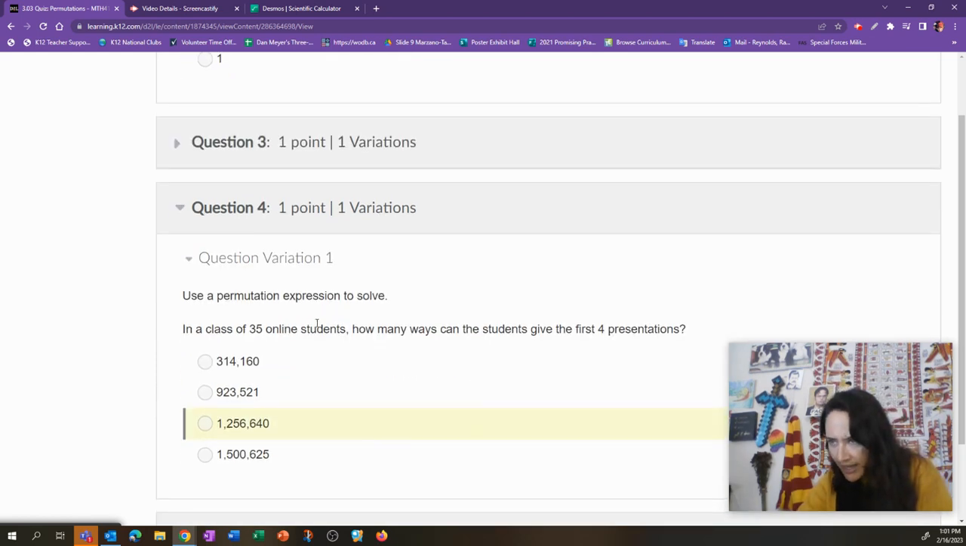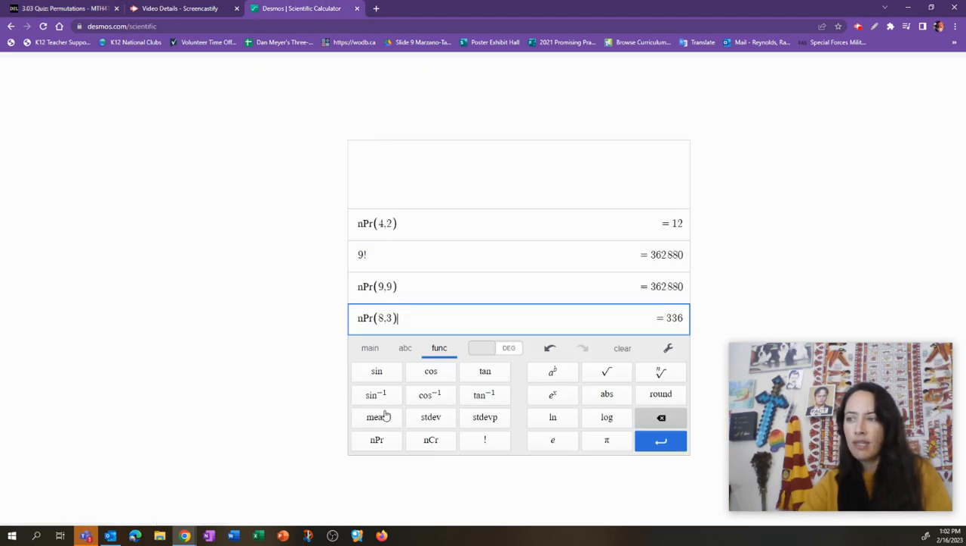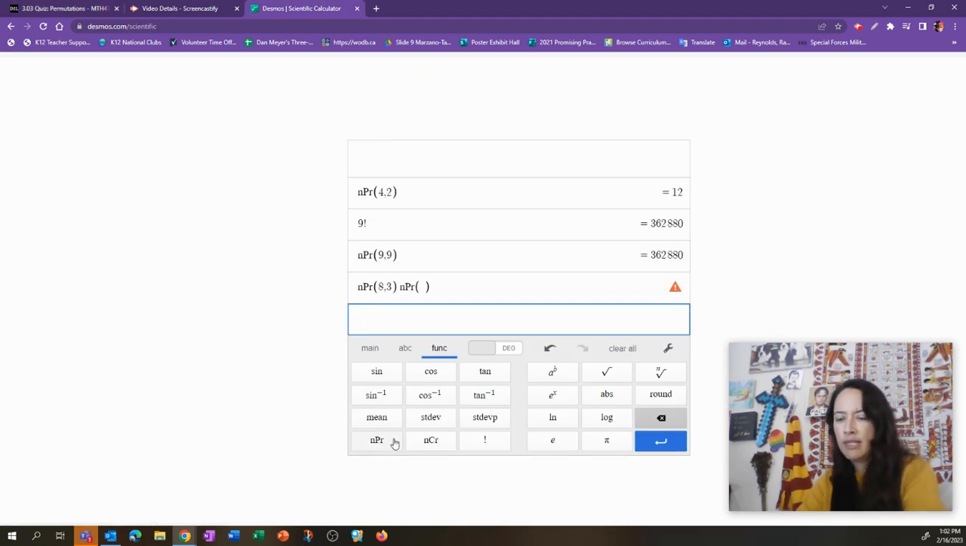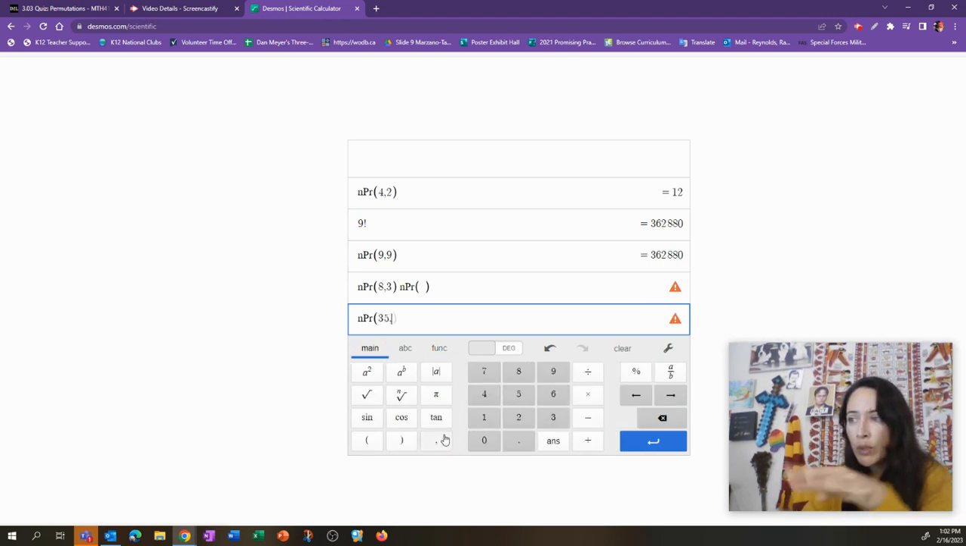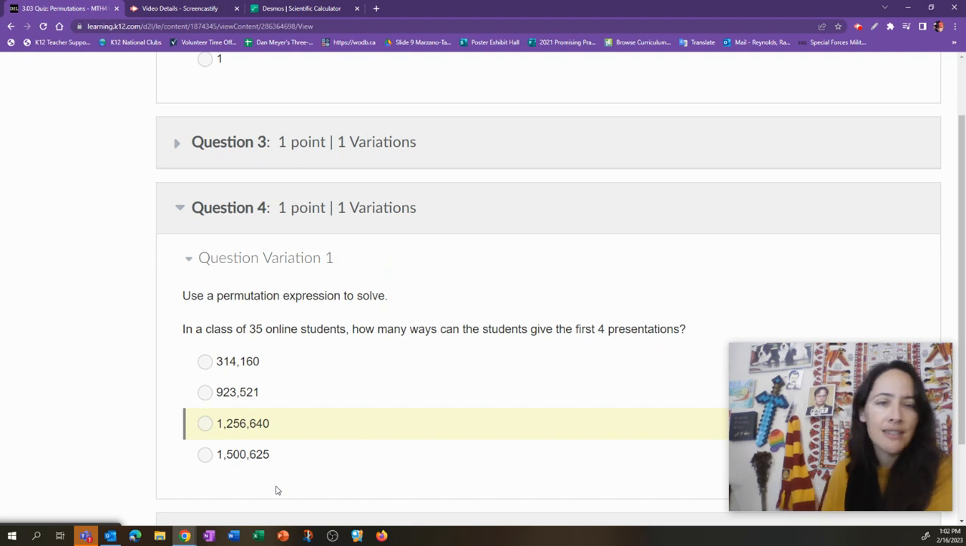All right, a minute left before I have to go, so use a permutation expression to solve. In the class of 35 online students, how many ways can the students give the first 4 presentations? Okay. There's 35 students. We need 4 students to be chosen for the first 4 presentations. 35 nPr 4 gives 1,256,640 different ways just for the first 4 presentations.